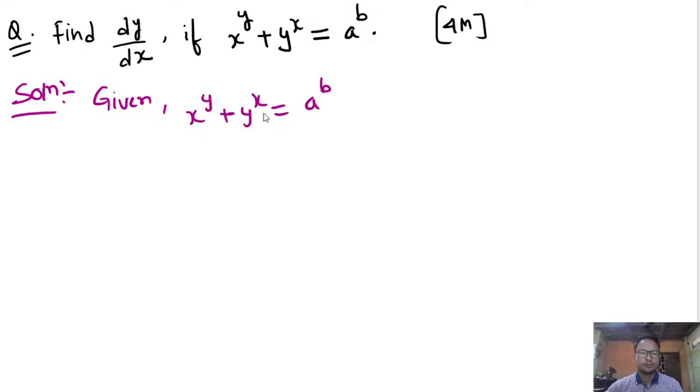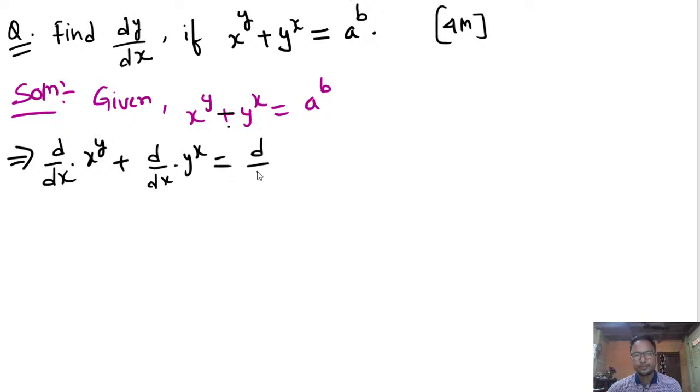Now on the left side, we have the addition of two terms. We are not going to take the log. Instead, we are going to differentiate. If it has a sum or difference, we can't take the log, so we have to differentiate. Differentiate d by dx of a to the power b, right?